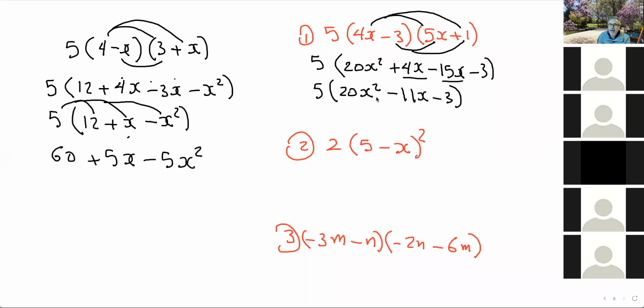Now you distribute the 5 into all of these terms. We have 3 terms here. We call these 3 terms because 1, 2, 3. What divides them is the sign, the negative or the plus. So 5 times 20 is 100x squared. 5 times negative 11 is negative 55x, and 5 times negative 3 is negative 15.